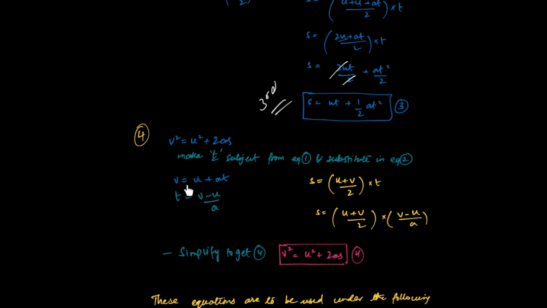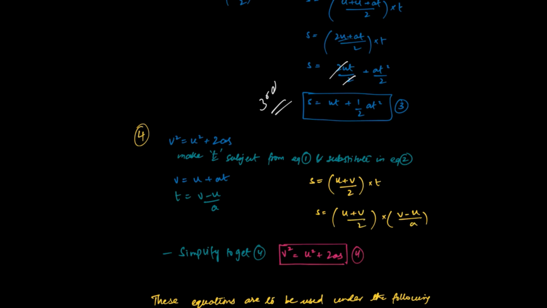So v equals u plus a into t, where t becomes v minus u upon a, and that is just making t the subject. And what we do is replace t in terms of v, u, and a in the second equation. So displacement equals average velocity into time. The time is replaced by this specific expression, v minus u upon a, and what we get is u plus v upon 2 multiplied by v minus u upon a.